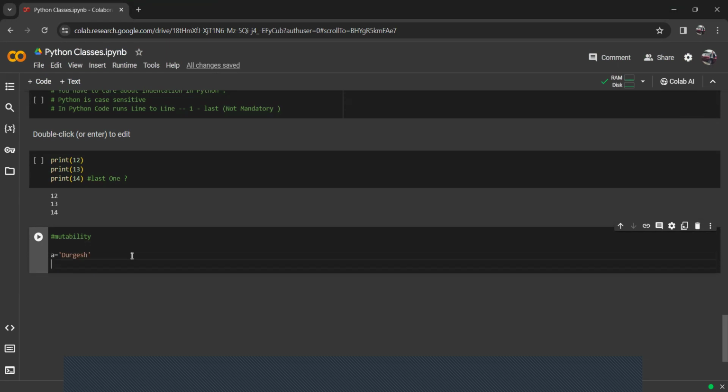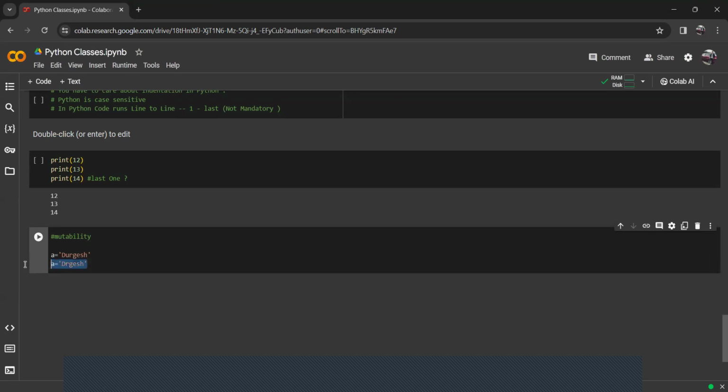Now tell me, if this A holds the value Durgesh, can we change this value? Can we do any kind of manipulation on this value? So you think that if A is equal to Durgesh, with the help of manipulation, we can make it like this, Drgesh. You think we can make it? Okay. So see, you people are wrong. See, how can you replace?